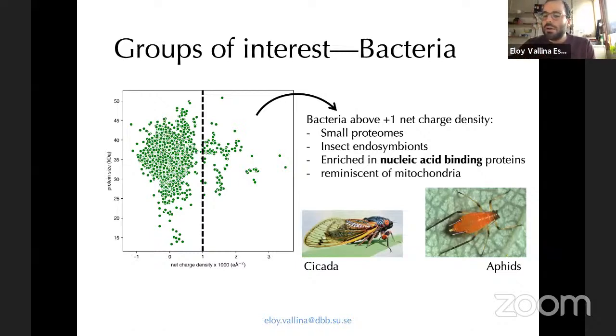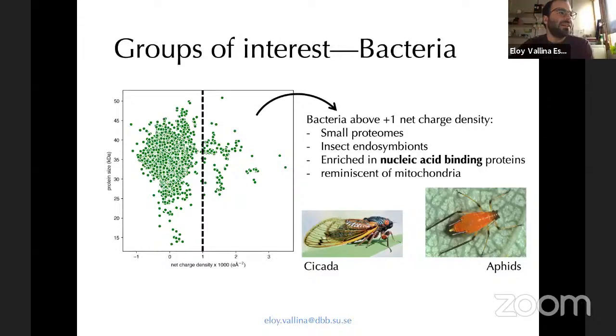So our argument at this point is that these organisms might have gone through a process of purifying selection, a bit similar to what some people believe has happened to mitochondria, right? And how their proteomes have progressively lost certain functions and delegated those into the host cell.